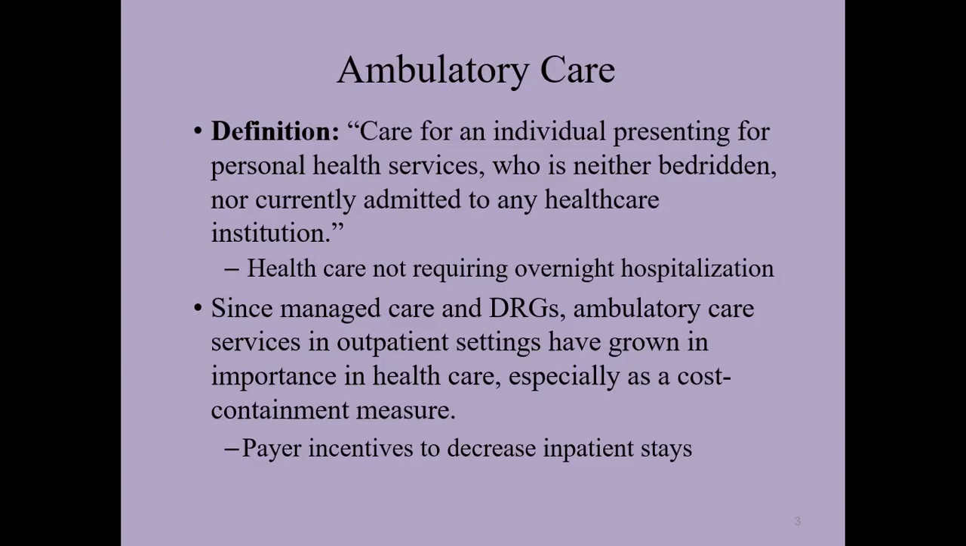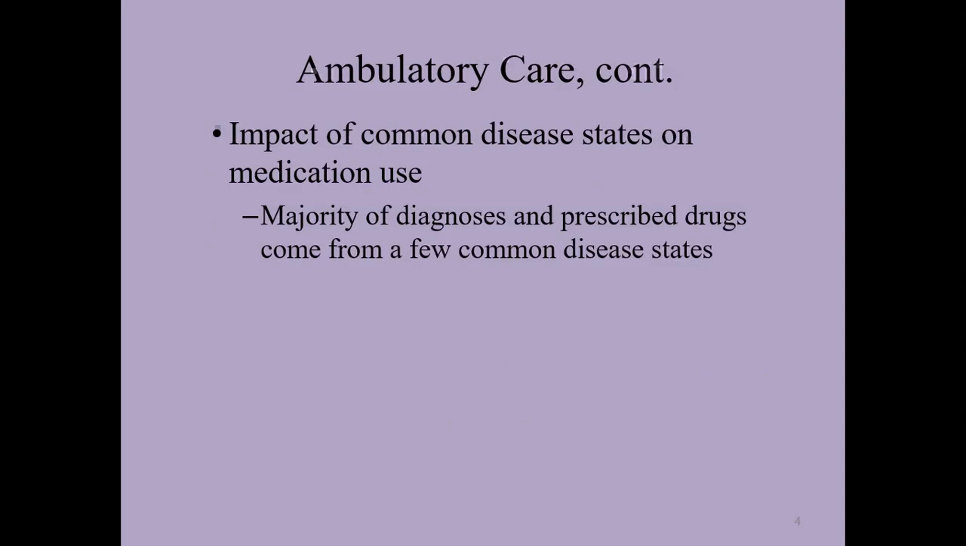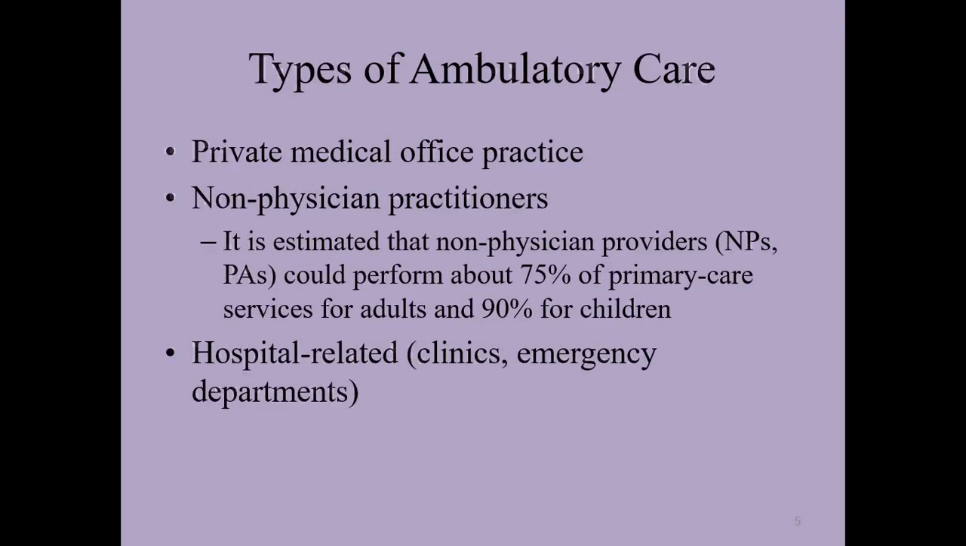Its impact involves common disease states on medication use. The majority of diagnoses and prescribed drugs come from a few common disease states like diabetes and asthma. There are different types of ambulatory care involving private medical office practice, non-physician practitioners like nurse practitioners and physician assistants, and hospital-related care involving clinics and emergency departments. These are considered ambulatory care when patients come in, for example, to a clinic or an ER or a doc in the box. There are also different types of ambulatory care: freestanding medical services, primary care, urgent care, retail clinics, ambulatory surgery, and community health services and public health.